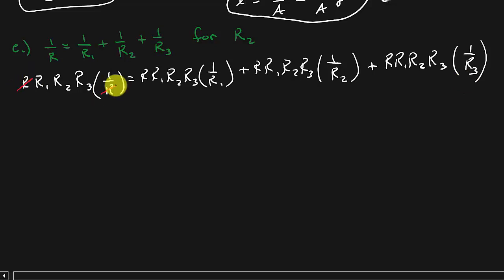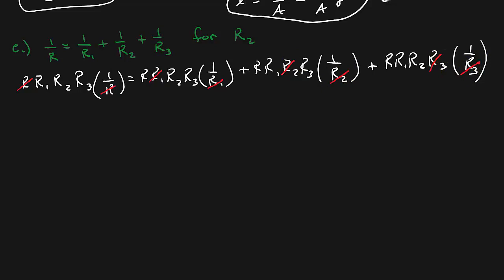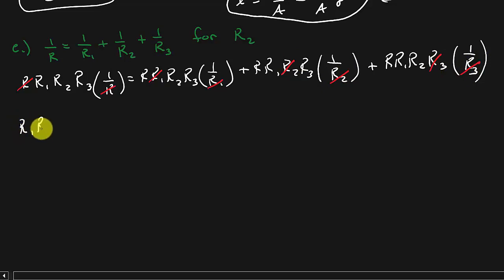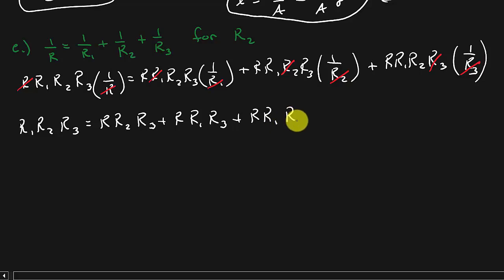So that R and that R cancel. The R1 and the R1 cancel. The R2 and the R2 cancel. The R3 and the R3 cancel. So we're left with R1, R2, R3 equals R, R2, R3 plus R, R1, R3 plus R, R1, R2.